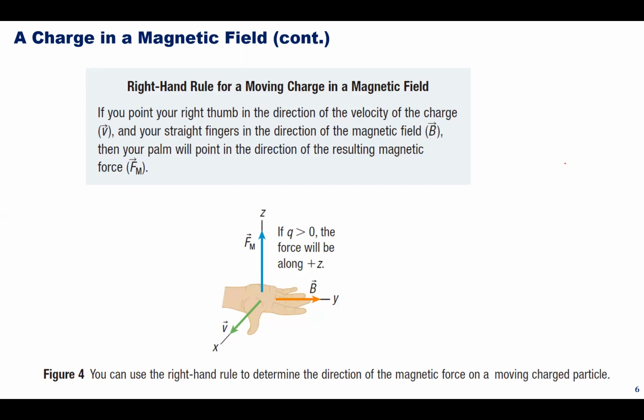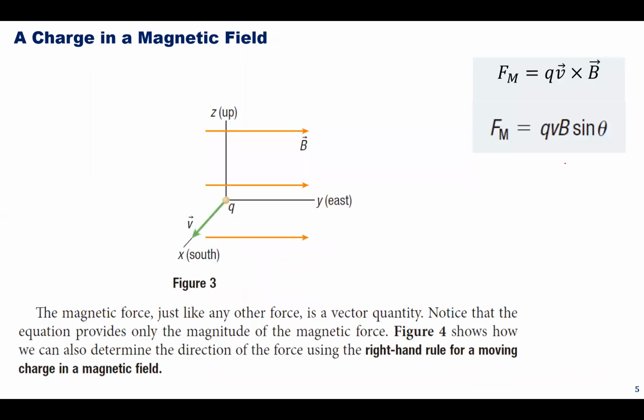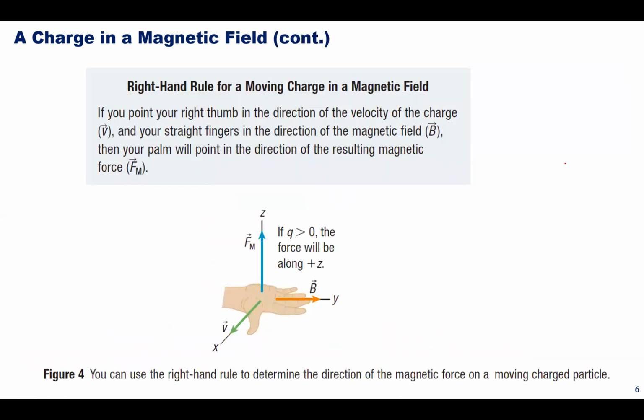So applying the right-hand rule to figure 3, the direction of the magnetic force is vertically upward along the positive z-axis, right? Using the right-hand rule gives the direction of the force when Q is positive in the equation for the magnetic force. The magnetic force is up for a positive charge with v and B directed as shown here in figure 4. The force for a negative charge, such as an electron, is down.